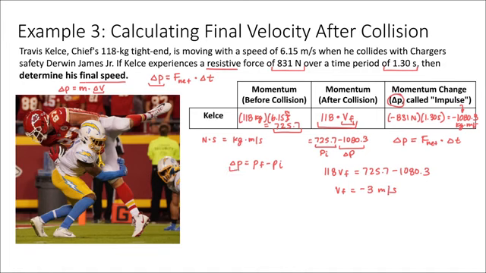If you use this definition for delta P here, which you're free to do, you would also get the same thing. 118 VF is my final momentum, minus the initial momentum, 725.7, is equal to delta P, the change, negative 1080.3. Recall that delta anything is just final minus initial. That applies to any quantity given a delta. Okay, so the same thing will apply. VF, you will get negative 3 meters per second once you add the 725.7 to both sides.